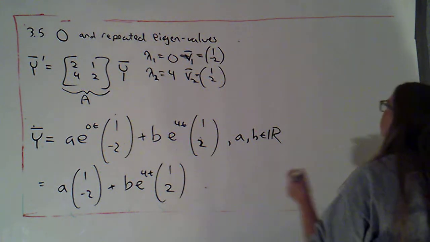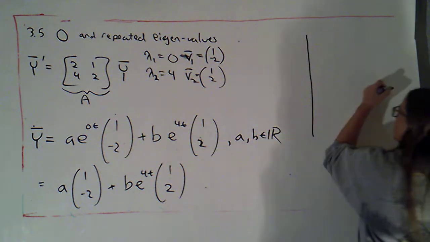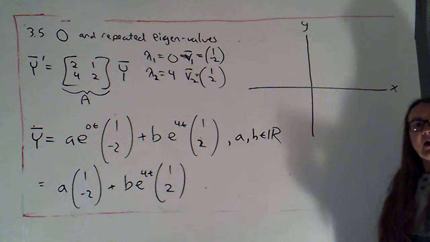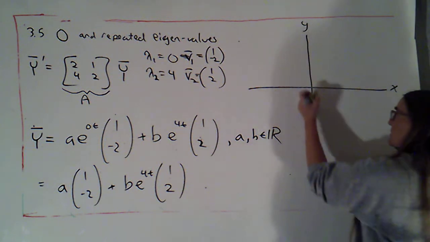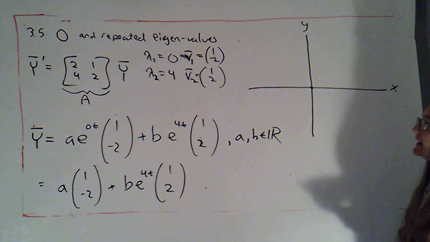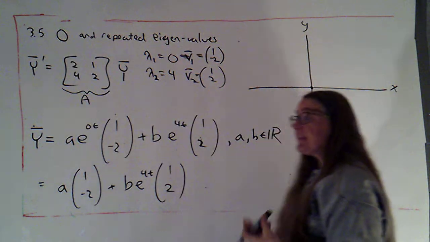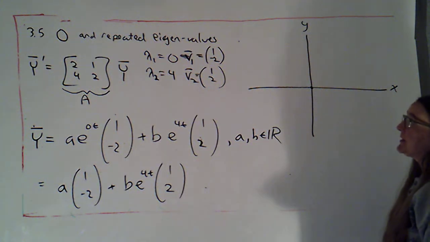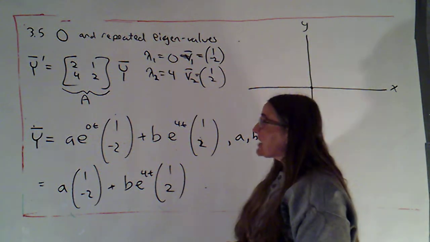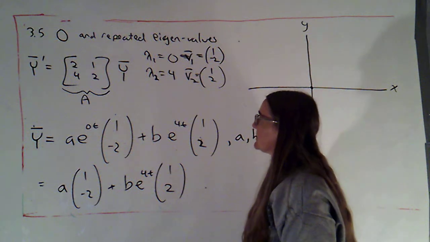So now let's take a look at our phase portrait. In the xy plane, I want to draw my equilibrium solutions. Well, I'm used to drawing just one equilibrium solution. But here, because 0 is an eigenvalue, I actually have infinitely many equilibrium solutions. Anything that's an eigenvector corresponding to 0 corresponds to an equilibrium solution.